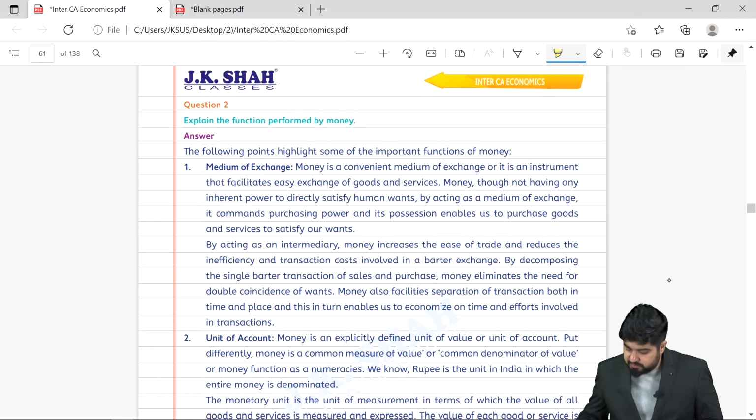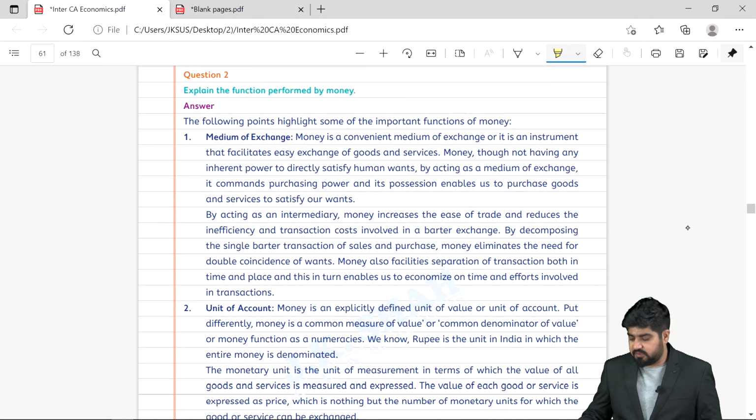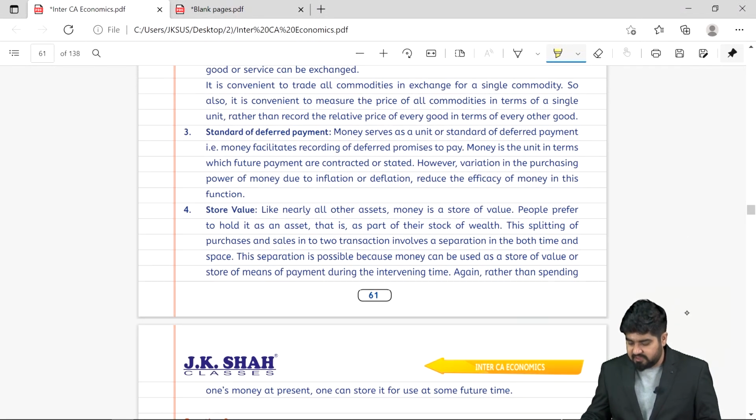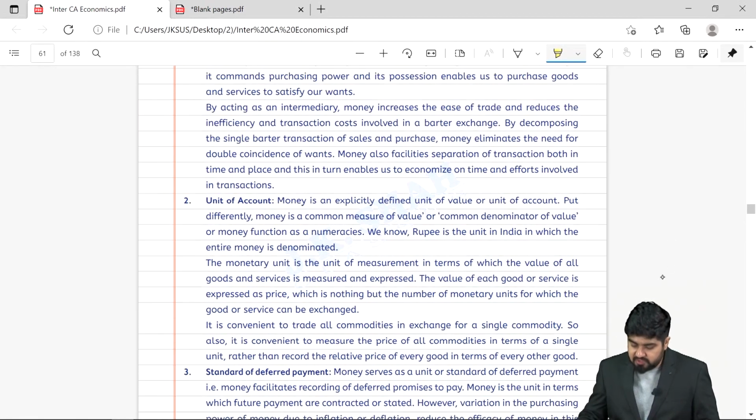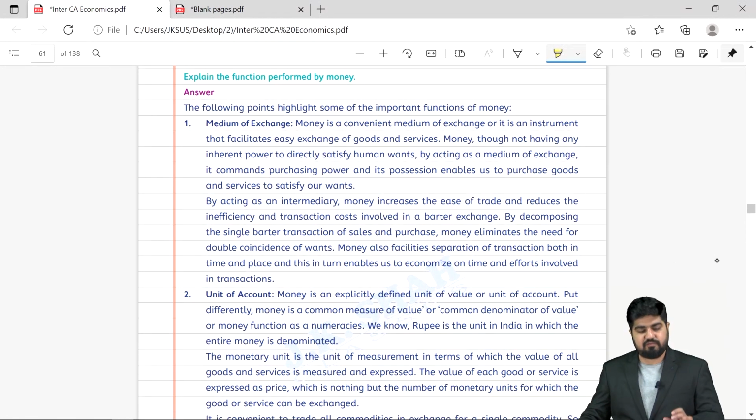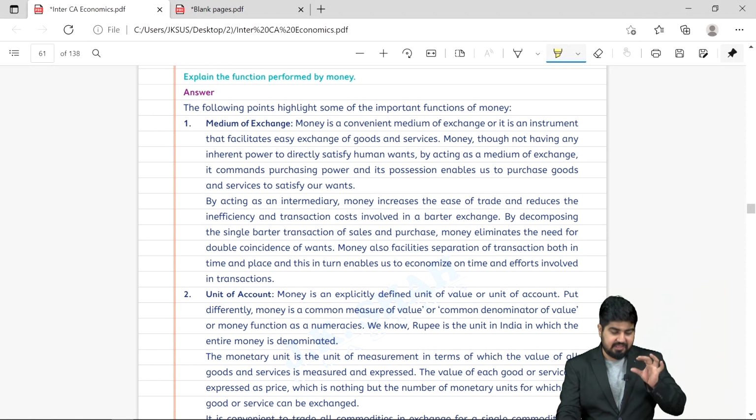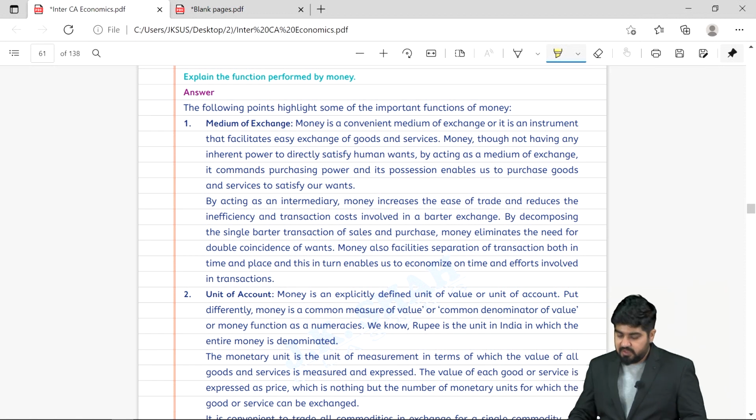Now, next part, what are the functions which are performed by money? Now see, students, we have written so much in order to make you understand these concepts. However, you need not write this much in your examination. You have to write only 3 to 4 lines in every point. That is it. Okay, let's have a look at it.